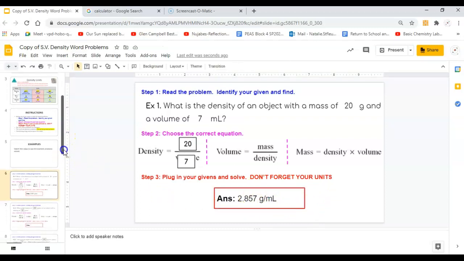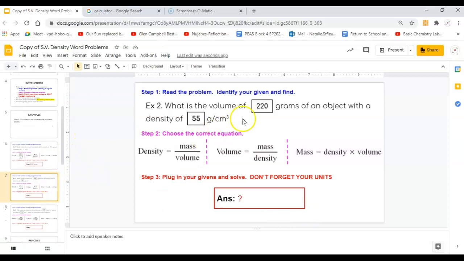Make sure you don't forget your units. All right, let's look at the second example. In the second example, it says, what is the volume of 220 grams of an object with a density of 55 grams per centimeter cube? So I've read the problem. Now I need to identify what my given and find. I like to start with the find. I'm asked to find what is the volume. So that's what I'm finding here. And then I'm given 220 grams. That grams tells me the number in front of it is my mass. Remember, grams is a unit of mass. So the number in front of that must be my mass. So this is my mass.